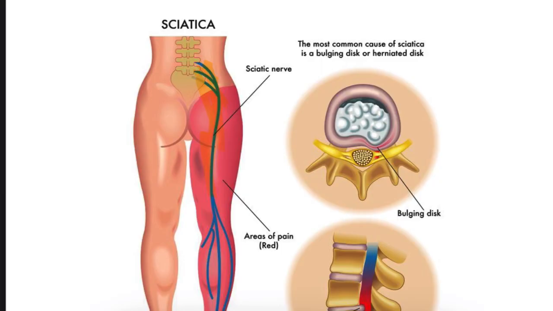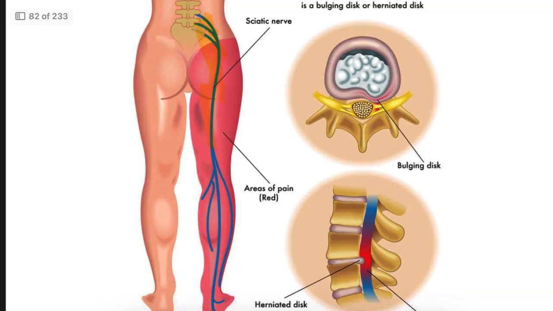So the causes of sciatica: the most common cause is lumbar disc herniation, particularly at, as I already mentioned, L4 and L5 and L5 and S1. The other causes include spinal foraminal stenosis due to osteoarthritis, spondylolisthesis, piriformis syndrome, tumors, or infections causing nerve root compression.